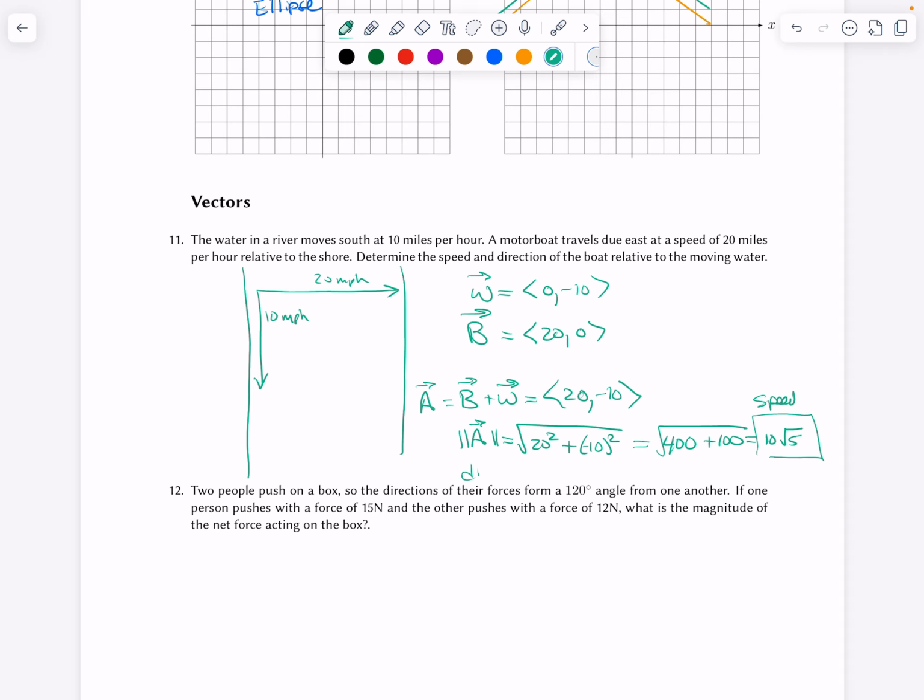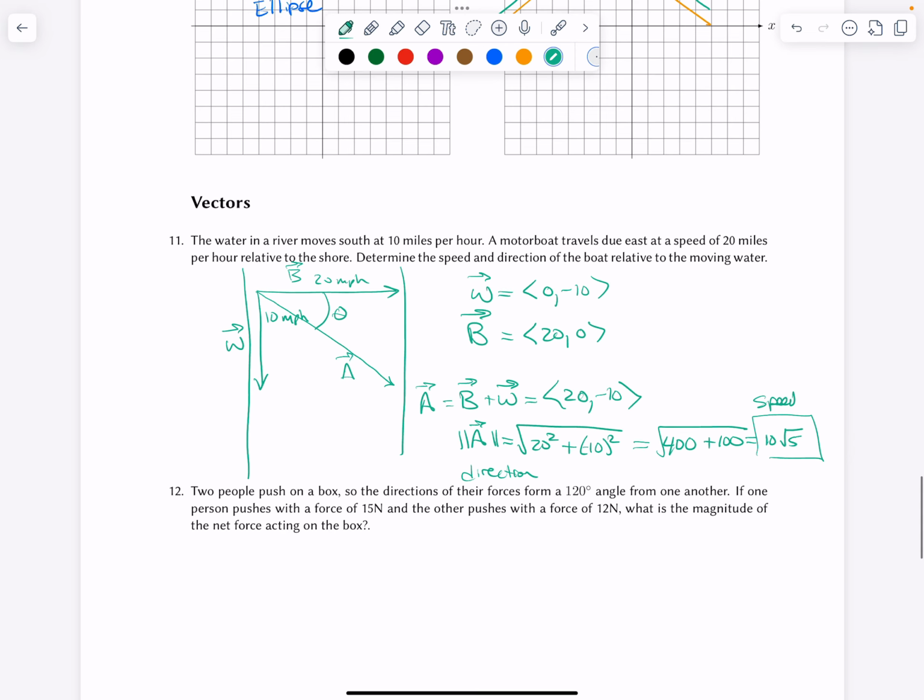And then direction. Let's see how we're going to do this. We'll do an angle. So that's the actual. So here we'll call this the water. That's actual, and this is the boat. So this actual, well, let's measure that angle there. That's easy enough. The tangent of that angle is going to be opposite over adjacent. That will be 10 over 20. So that's 1/2. So arctan of 1/2 will be the angle.